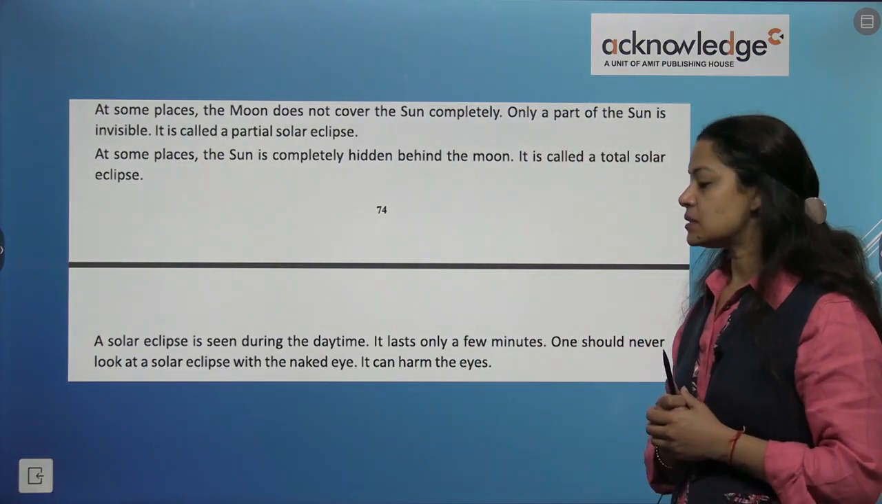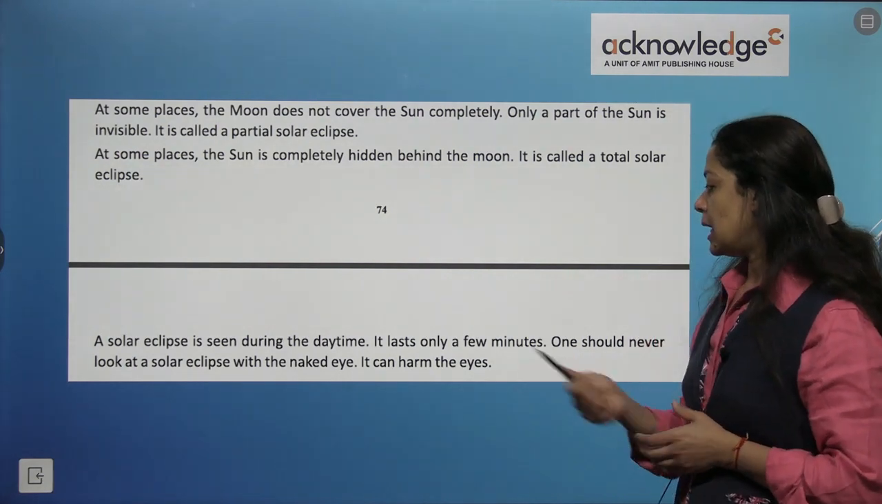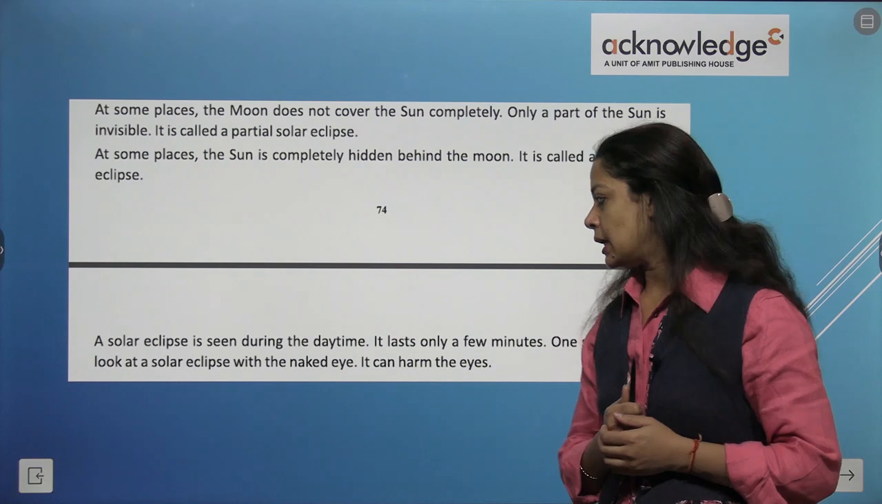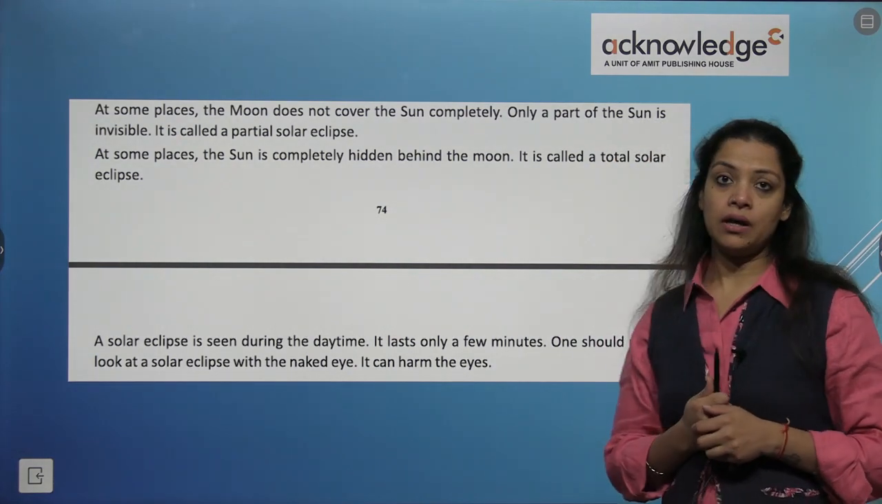A solar eclipse is seen during the daytime. It lasts only for a few minutes. One should never look at a solar eclipse with the naked eye. It can even harm the eyes.